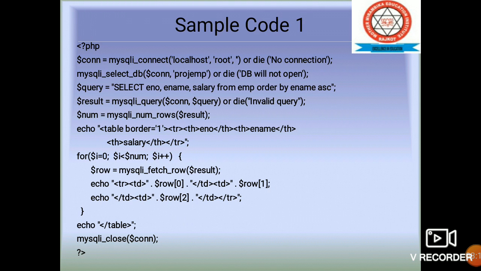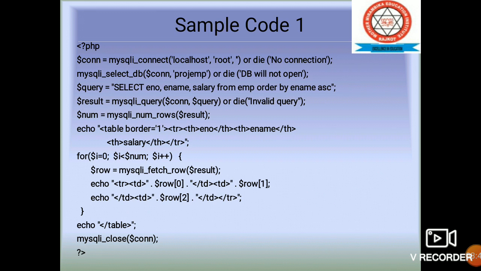Next is $num equals mysql_num_rows, which will count the number of rows the select query will return. For example, if there are 5 records and the select query retrieves 5 records, then the $num variable will hold 5. If there are 10 records in the employee table, the $num variable will hold the number 10. It will hold the integer value. Next we are printing these records.